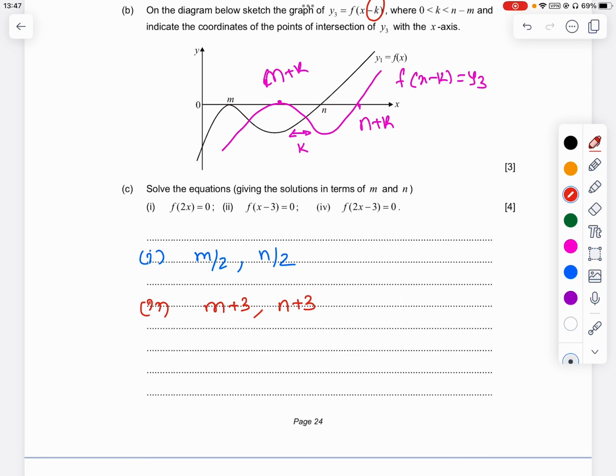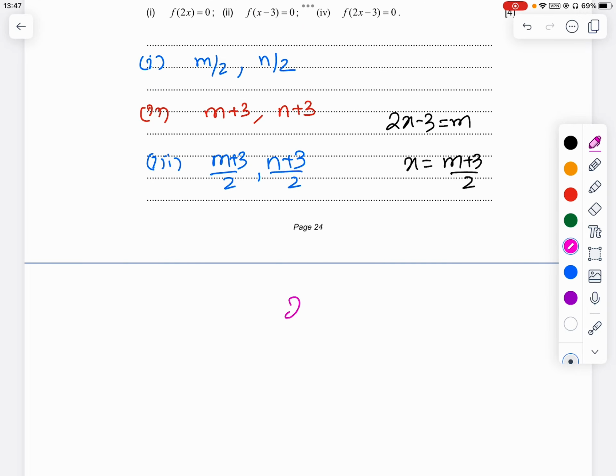So for this one, it becomes m plus 3 upon 2 and n plus 3 upon 2. How do I got that one? We can make 2x minus 3 should be equals to m. So this gives me x equals to m plus 3 upon 2. Similarly, 2x minus 3 equals to n. So this gives me x equals to n plus 3 upon 2. So those are going to be the values.